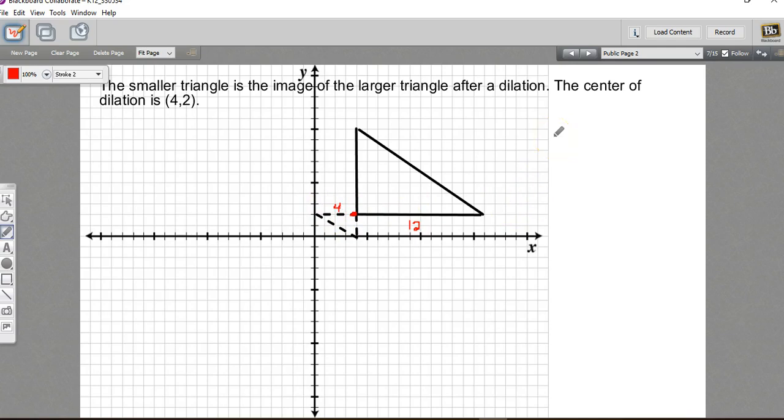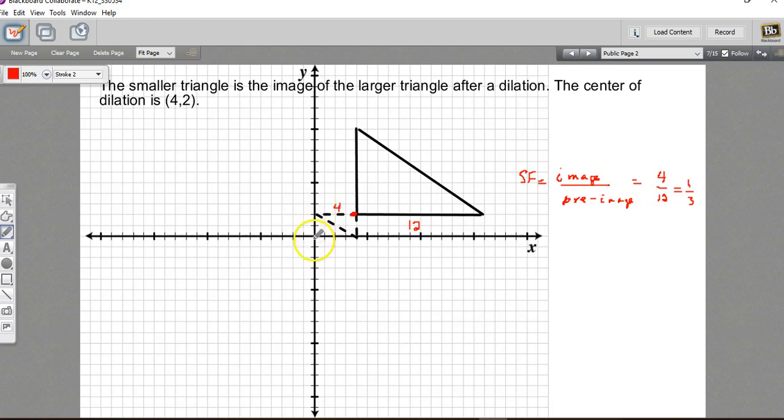Now remember, it's really important to understand that our scale factor is going to be the image divided by the pre-image. So you take corresponding sides and plug them in for the image and pre-image. So 12 divided by, actually, sorry, the smaller triangle is the image. So the smaller one is going to be 4 divided by 12. So that reduces down, of course, to 1/3.